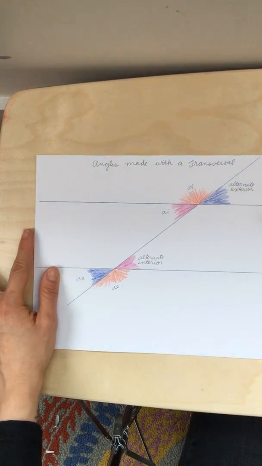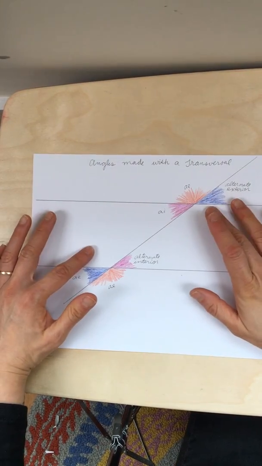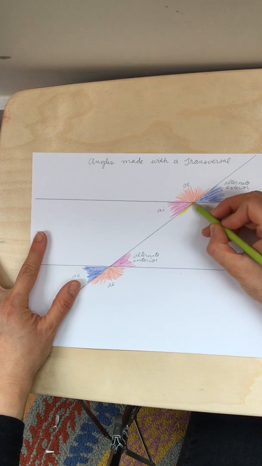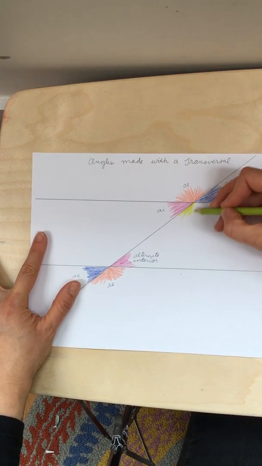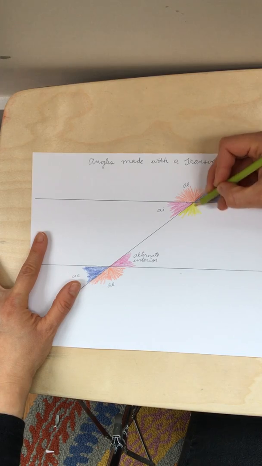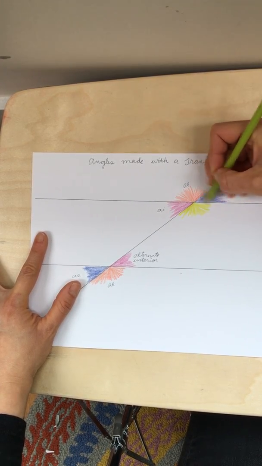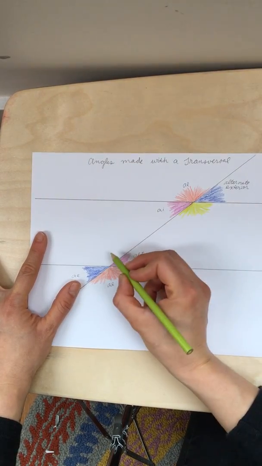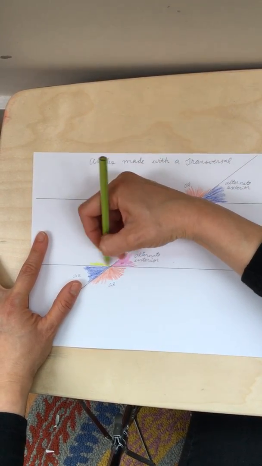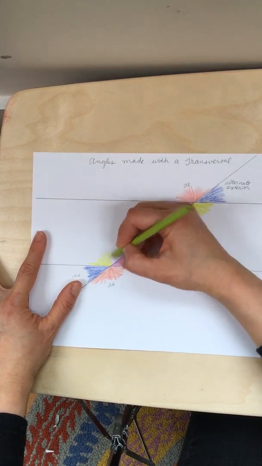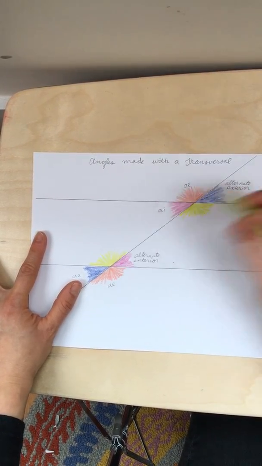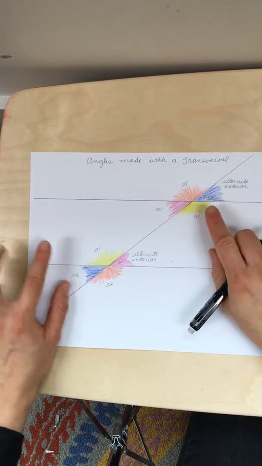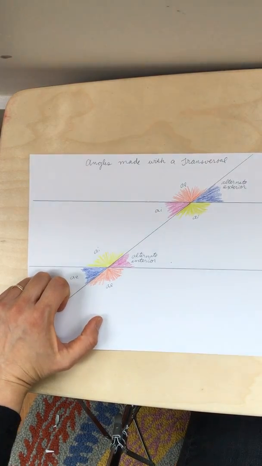Now, what about the obtuse angles? I'm going to take my other color and color it in. Okay. And here's its partner. Alternate interior angle pairs. I'm labeling them AI to help me remember their names.